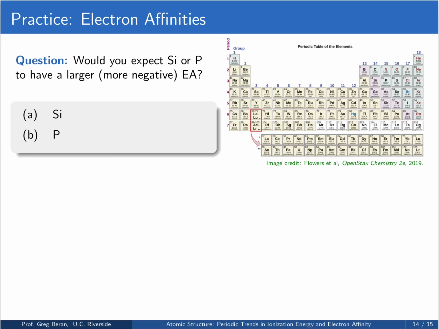Would you expect silicon or phosphorus to have a larger, meaning more negative, electron affinity? Attempt the solution and hit resume when ready.